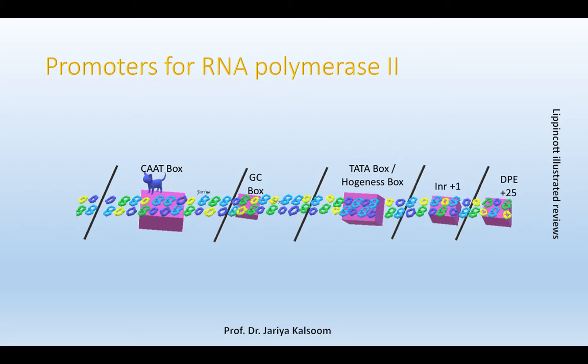Since the consensus sequences are present on the same molecule of the DNA that is being transcribed, these are called cis-acting elements. These sequences serve as binding sites for proteins called general transcription factors or GTFs, which in turn interact with each other and with the RNA polymerase II.